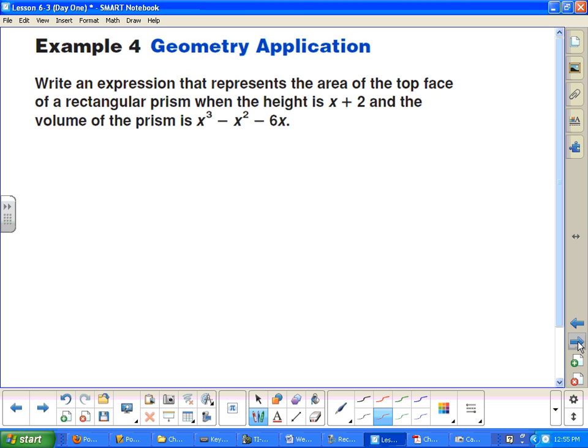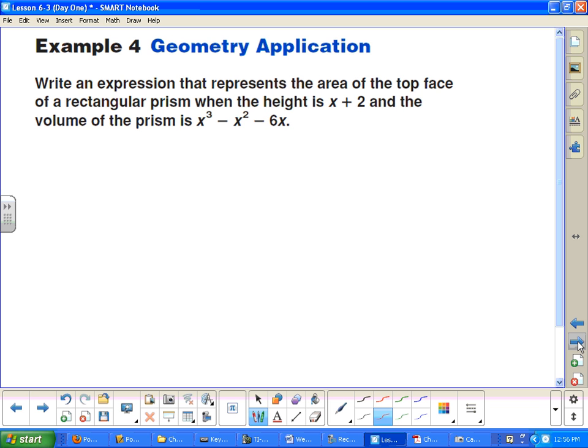So we have a prism. This right here is a rectangular prism. All it is is a box. Okay? And it says the height of this box is x plus 2, and the volume is x cubed minus x squared minus 6x. Find the area of the top.